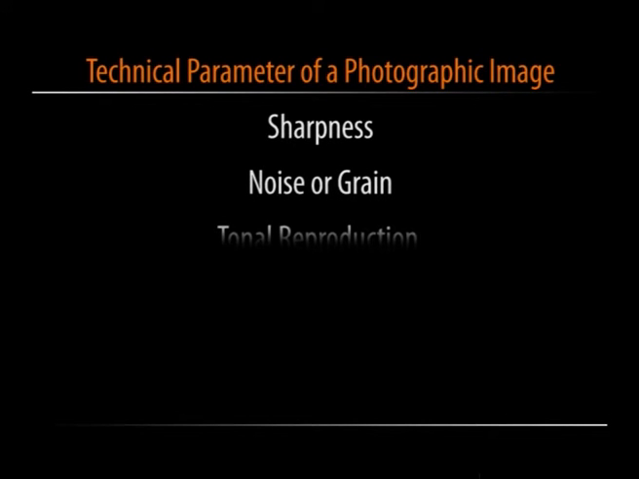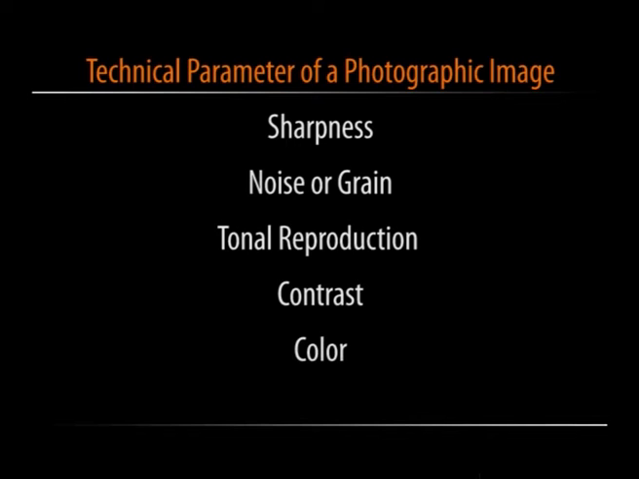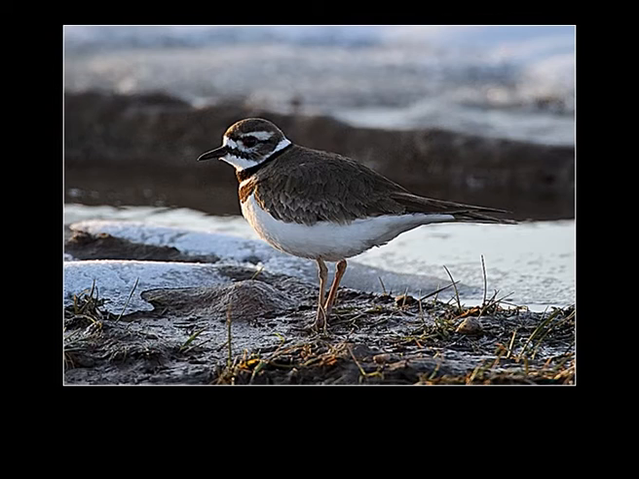Apart from aesthetics, different technical parameters are assessed for technical evaluation. They are namely sharpness, noise or grain, tonal reproduction, contrast and color. Sharpness determines the amount of detail that the image conveys. Sharpness is affected both by the lens and the sensor. In the lens, the lens design and manufacturing quality affect the sharpness, and in the sensor the pixel count and the anti-aliasing filter determine the sharpness.